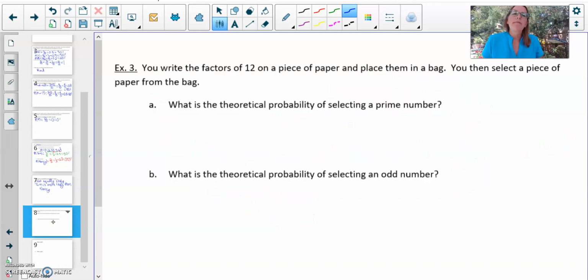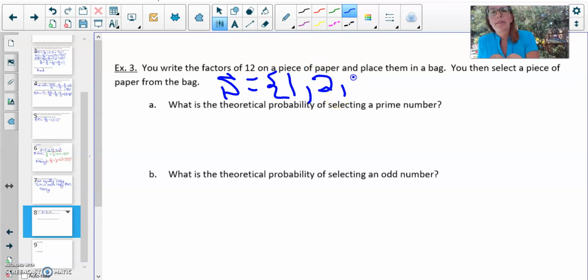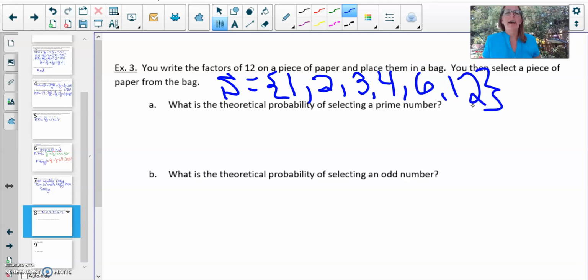Okay, you write the factors of 12 on a piece of paper and place them in a bag. You then select a piece of paper from the bag. What is the theoretical probability of selecting a prime number? So first we have to find our sample space. What are all the factors of 12? So we have 1 with 12, 2 with 6, 3 with 4. So there's all our factors of 12.